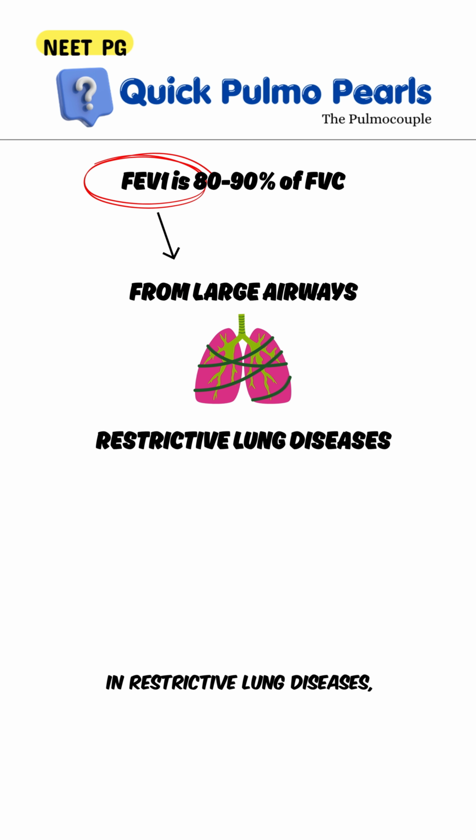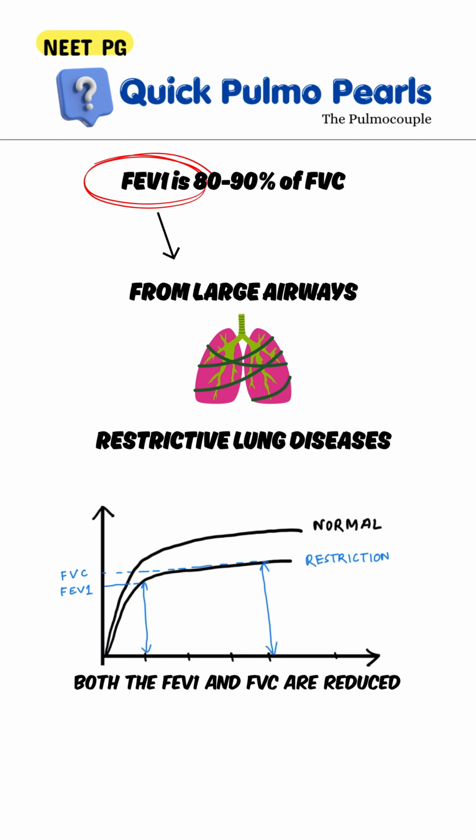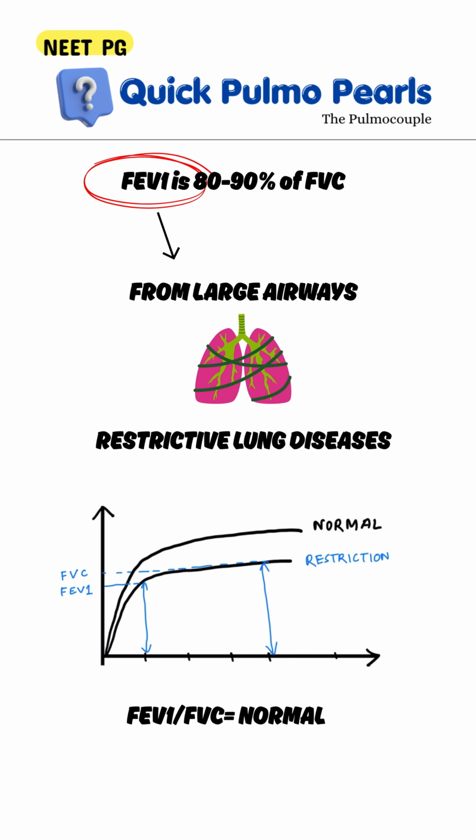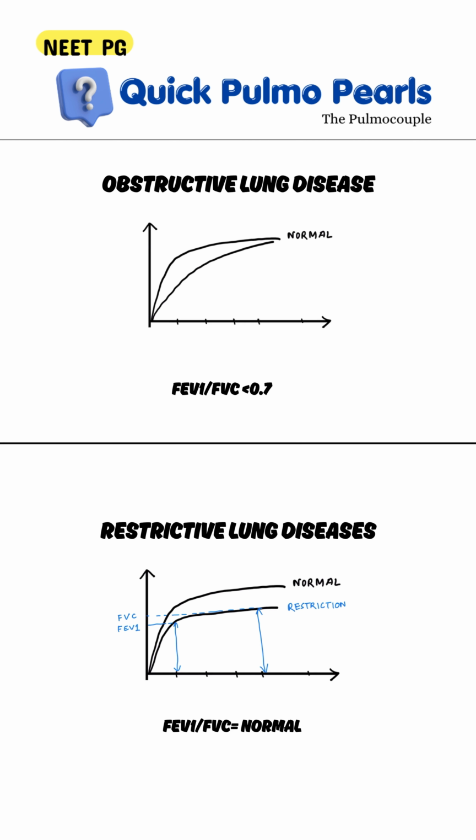In restrictive lung diseases, both the FEV1 and FVC are reduced, but they decrease proportionally. So the ratio between them, the FEV1/FVC, remains normal or may even be slightly increased. And that's why the FEV1/FVC ratio behaves differently in obstructive versus restrictive lung diseases.